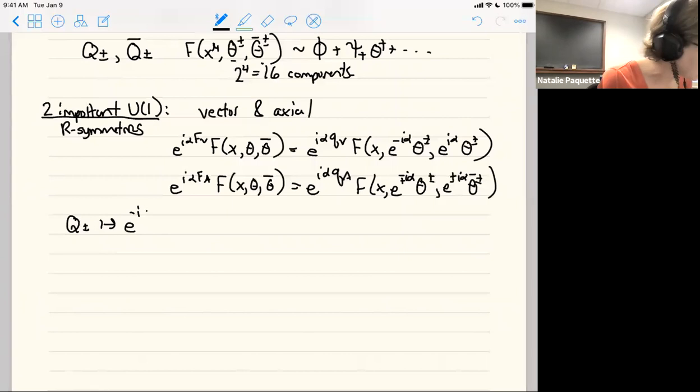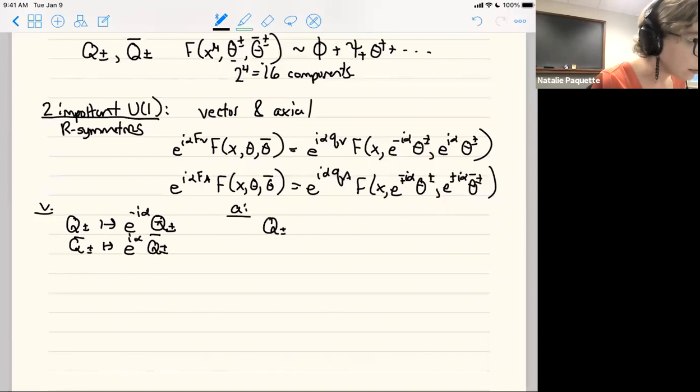So vector acts on the supercharges like this. So it is an R symmetry. There is a non-trivial action on the supercharges. E to the minus plus i alpha.